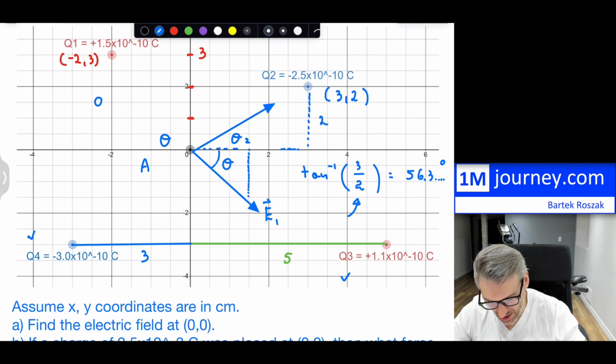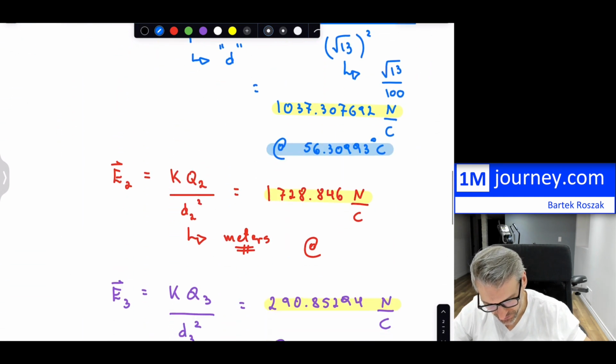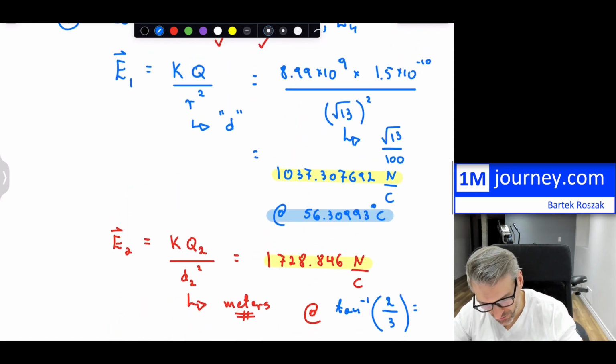And then the adjacent is 3. So you're going to go back in here, and this is going to be tan inverse of 2 over 3. So this is the angle that I have in here, and then I can find out exactly what that angle will be. So equals.